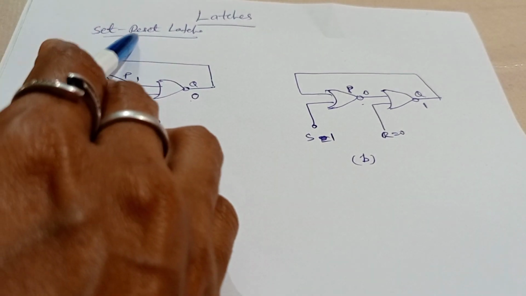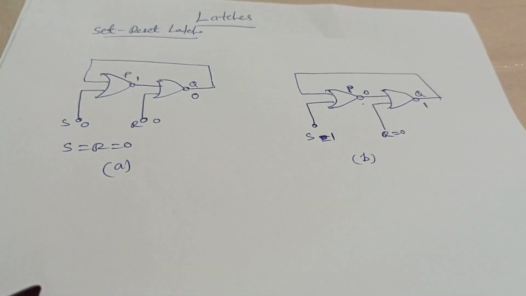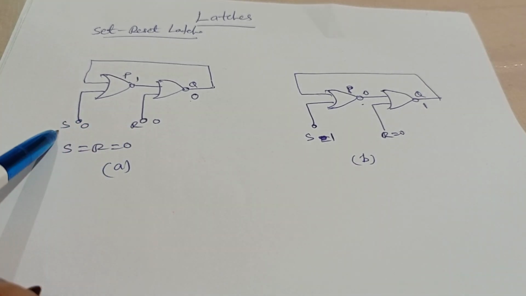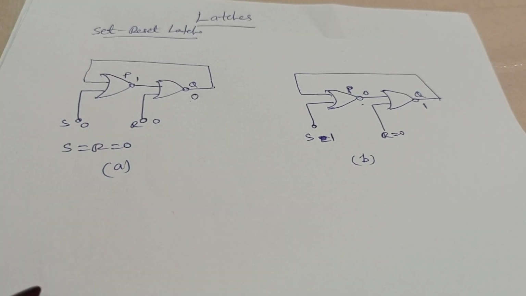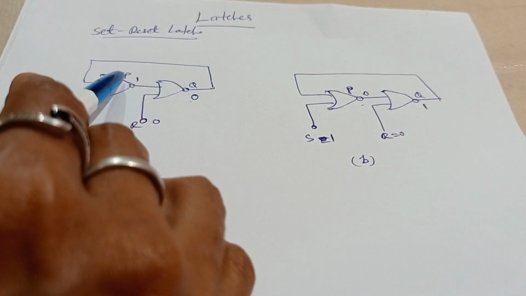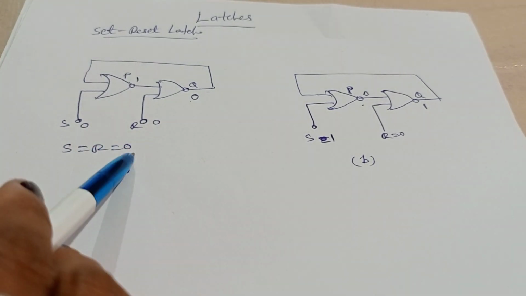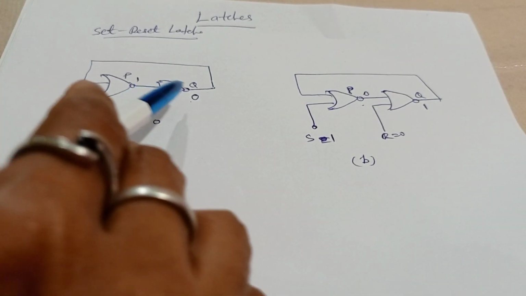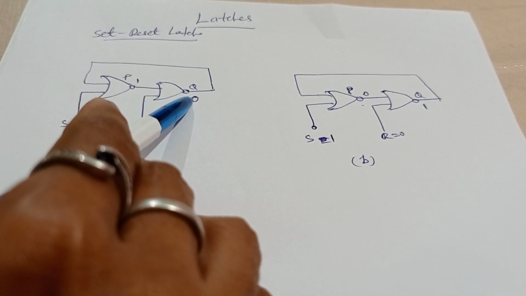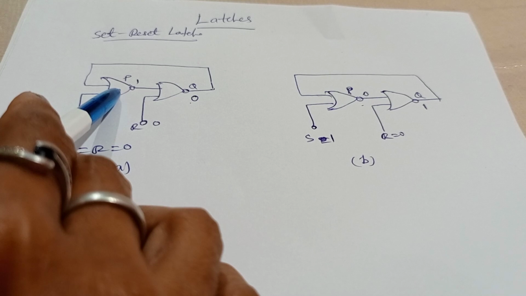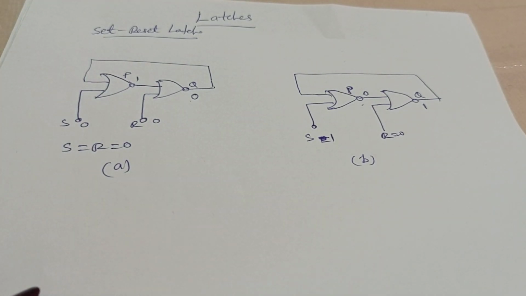Set reset latch. Here we are using two NOR gates. This is a simple latch, and the NOR gate circuit is constructed by introducing feedback. This is indicated with inputs S equal to 0, R equal to 0. The circuit can assume a stable state with Q equal to 0 and P equal to 1. That means when both the inputs, set and reset, are 0, 0, the output of the second NOR gate is 0 and the first NOR gate becomes 1. That is case 1.